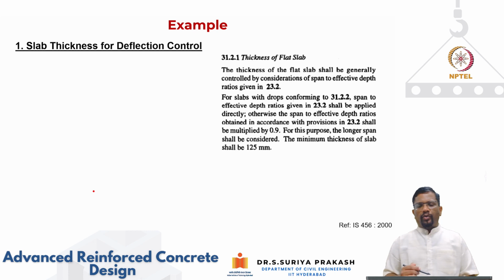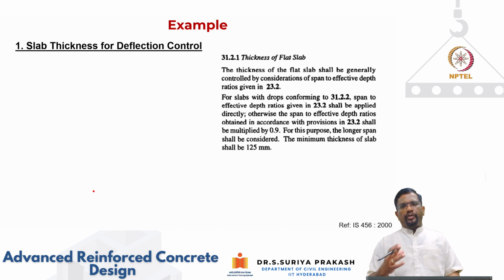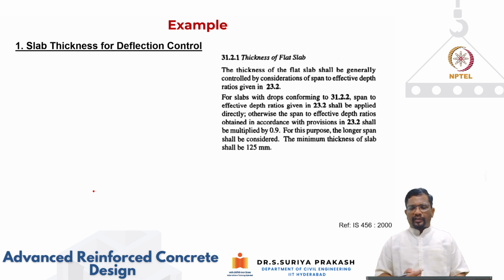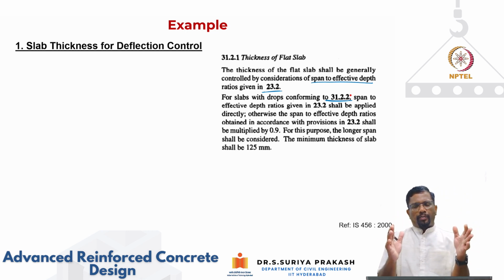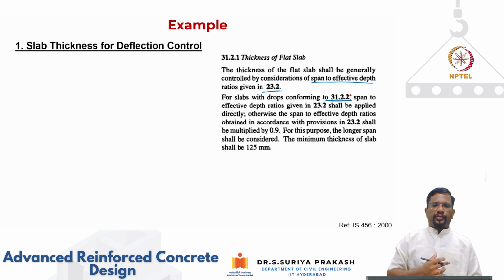Now, if you look at your code, the code gives you provisions for flat slab thicknesses. In fact, we have discussed this in the direct design method also. If the slab is supported on flexible beams, it does not really give a very good recommendation. So we have to resort to using ACI code provisions or Canadian code provisions. Now, for the flat slab, the code is saying that you can take the span to effective depth ratio given in 23.2. That is valid for one-way slabs and one-way continuous beams. Now, for slabs with drops conforming to 31.22, we have also seen that the slab drop panel should have minimum dimensions. Then only can I consider the larger thickness in my negative moment reinforcement requirements and so on.